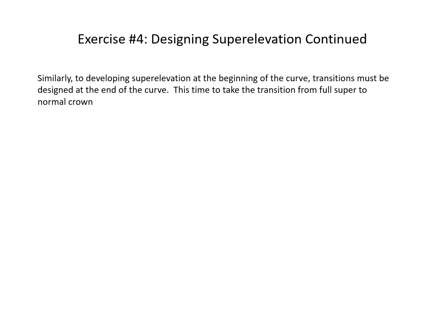Similar to developing superelevation at the beginning of the curve, transitions must be designed at the end of the curve as well. This time we're going to transition from the full super back down to a normal crown. If the PT station is 13 plus 60.34, let's calculate the stations for the superelevation transitions.